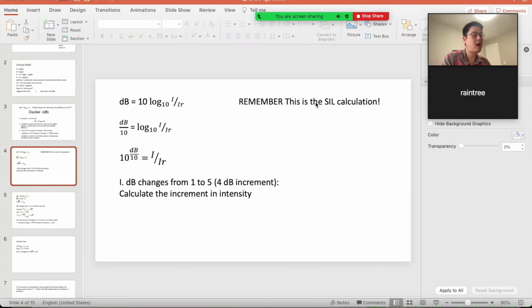So let's see how we can use this equation for calculating the decibel changes and the actual sound intensity level changes. So here is the problem. dB changes from 1 dB to 5 dB.